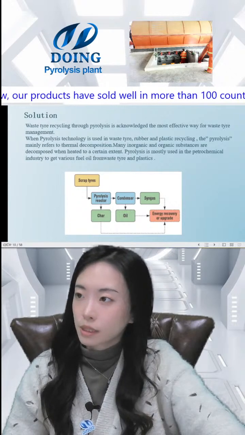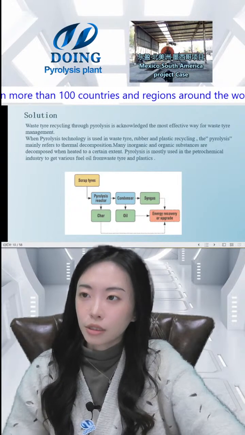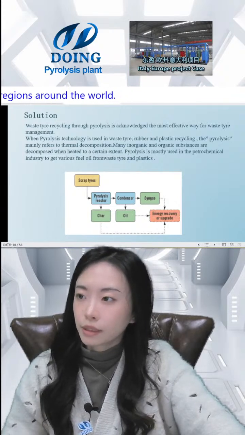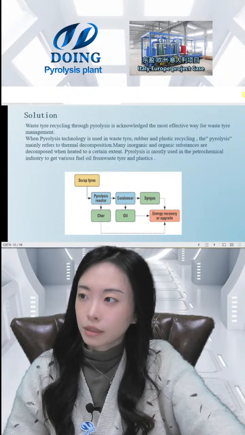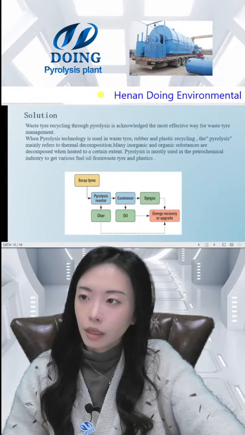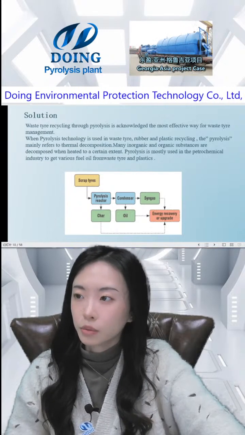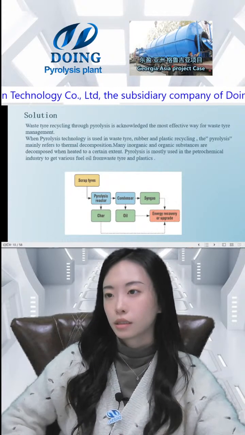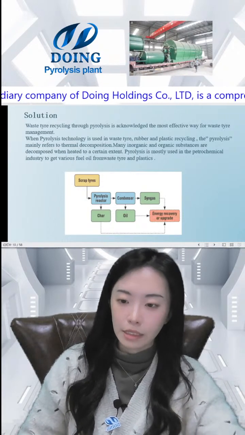As this text says, waste tire recycling through pyrolysis is acknowledged as the most effective way of waste tire management. When the pyrolysis technique is used in waste tire, rubber, and plastic recycling, pyrolysis mainly refers to thermal decomposition. Many organic and inorganic substances are decomposed when heated to a certain extent. Pyrolysis is mainly used in the petrochemical industry to get various fuel oils from waste tire and plastic.